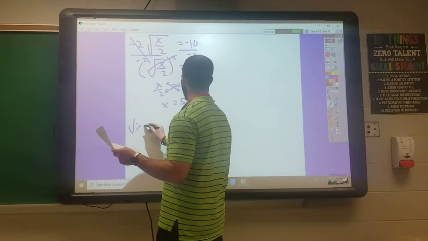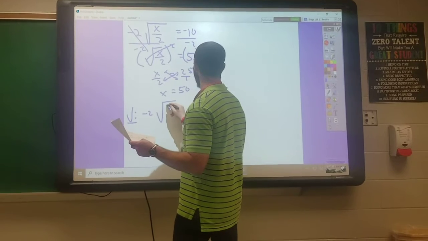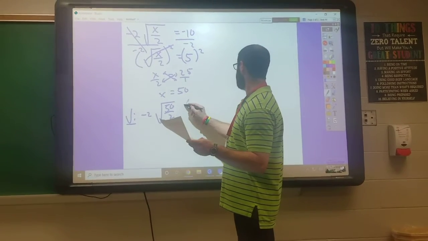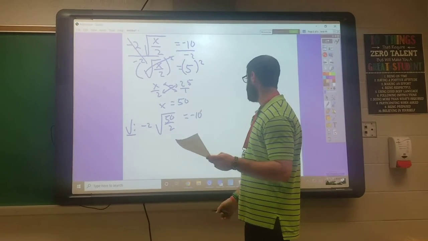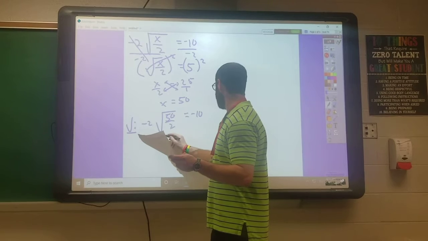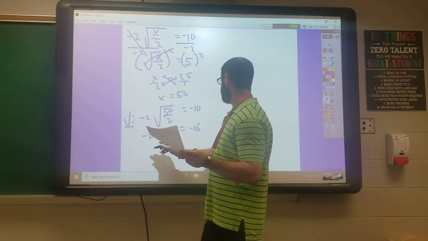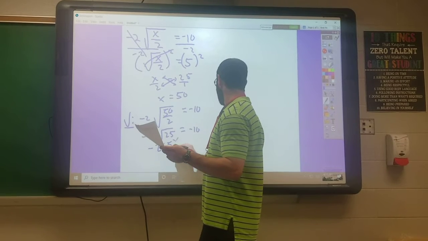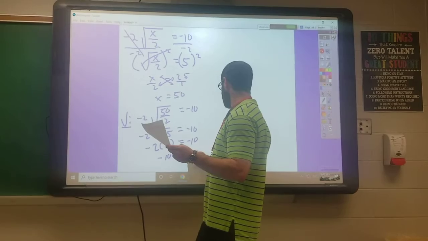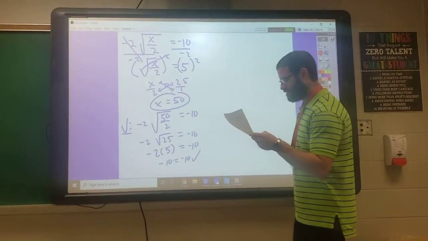So negative 2 times, and then it's going to be 50 over 2, substituting the x equals 50 back in. So we want to see if that's equal to negative 10. Negative 2, so 50 over 2 is 25. So times square root of 25, is that equal to negative 10? This would be negative 2 times 5, which we know is equal to negative 10. So both sides of the equation are equal, which verifies that x equals 50 is our correct solution.